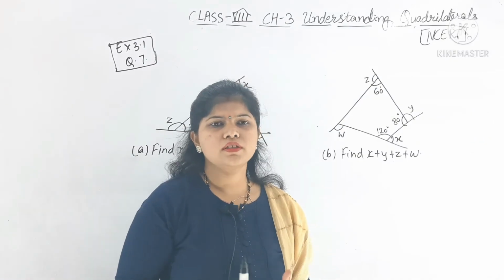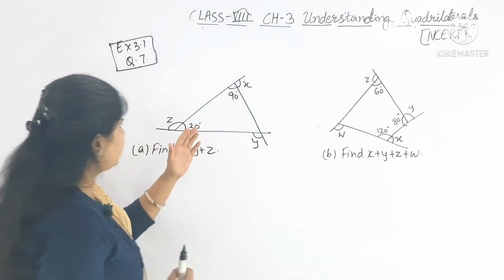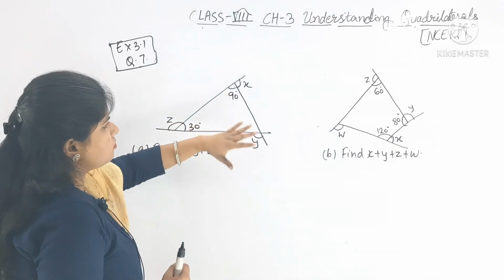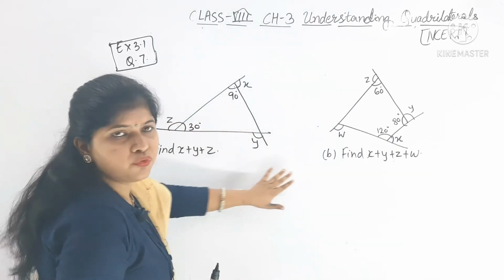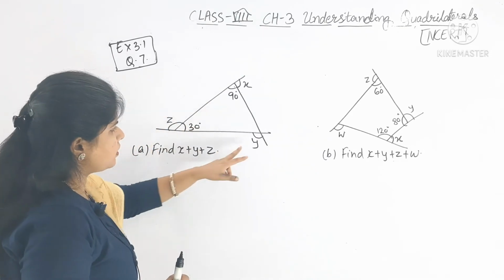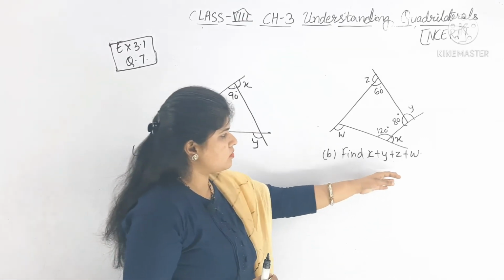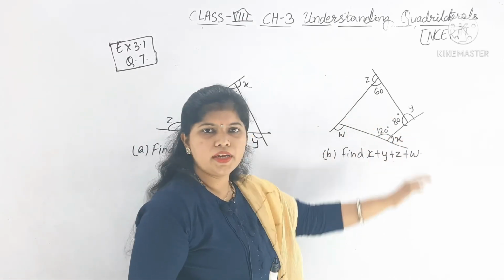Okay students, you can see that this is question number 7. We have to find... some figures are given. These two figures are given in question number 7. A part is find x plus y plus z. This is the exterior angles, and here find x plus y plus z plus w. This is also exterior angles.